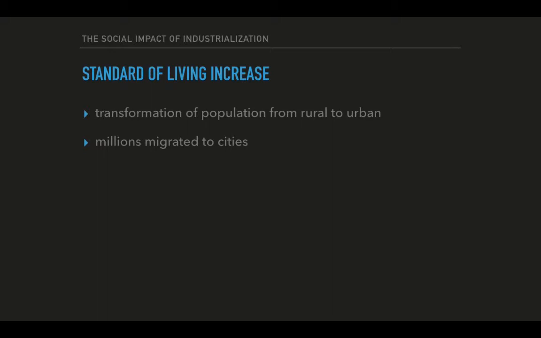From the start, industrialization meant the transformation of countries' populations from being predominantly rural to being predominantly urban. In England, this involved the migration of millions from the agricultural south to the cities springing up near the local coal and iron fields in the north.